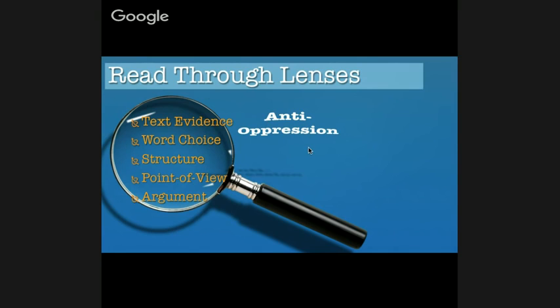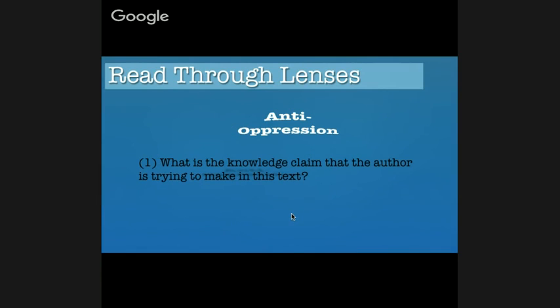So when reading through our anti-oppression lens, there are 2 important questions that students should ask during this part of the close read. And the first one is, what is the knowledge claim that the author is trying to make in this text? And the second one is, who benefits from or who is limited by this knowledge claim? So to make this a little bit more clear, let's look at an example to help you grasp what this might look like in the classroom.